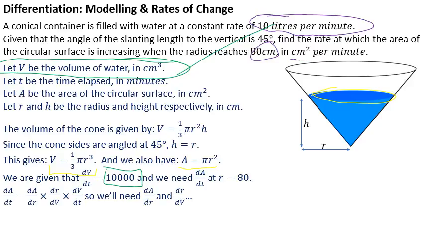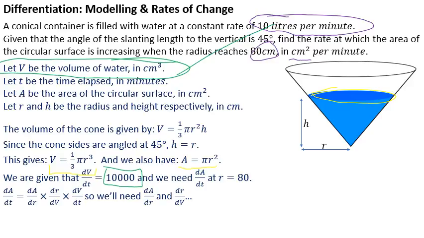Now we set up the chain. We are asked to find dA by dt, and what we already have is dV by dt. So what remains but to find a link between A and V? And in this case, that's going to come from the shape formulae. We can connect the area of the circular surface of the water with the volume of the cone by linking them both to the radius.